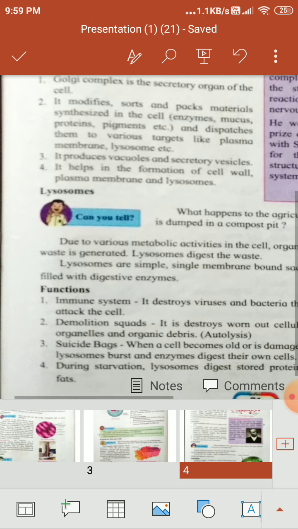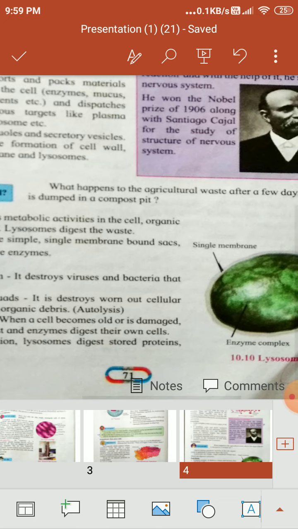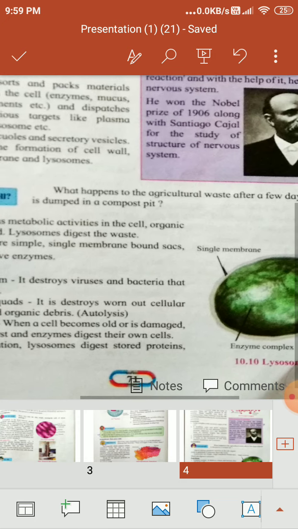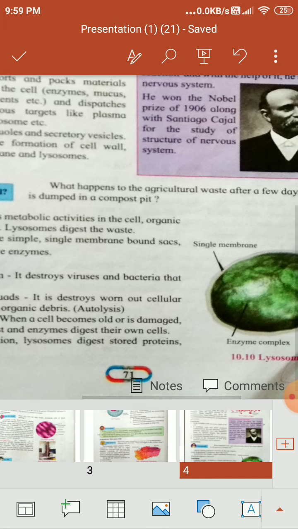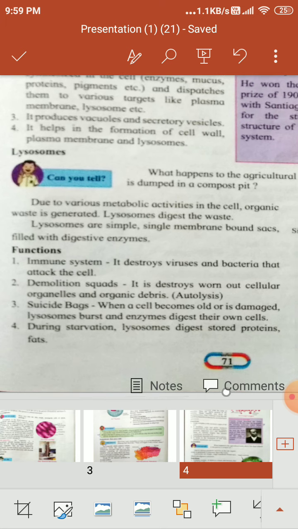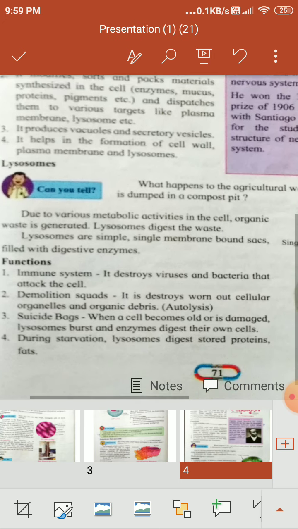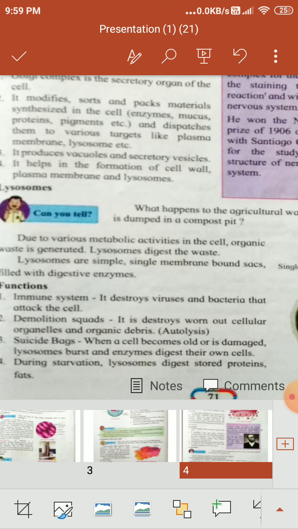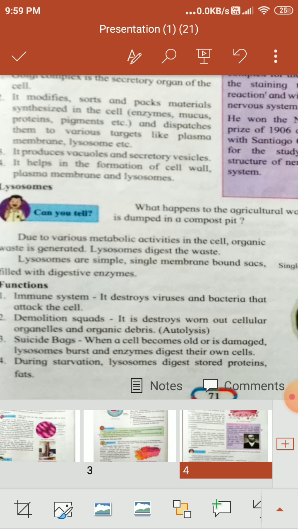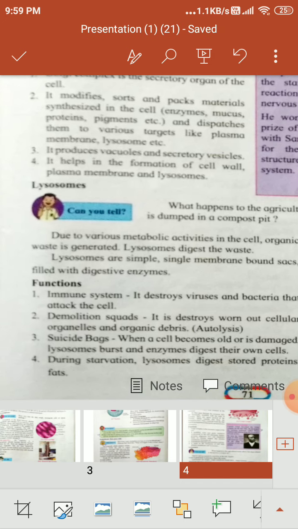Now the next one is the lysosomes, which are called suicide bags. What happens to agricultural waste after a few days when it is dumped in a compost pit? It is decomposed and spoiled. Similarly, due to various metabolic activities in the cell, organic waste is generated in each cell, and lysosomes digest the waste. That means they are the waste department. Lysosomes are simple single membrane bound sacs filled with fluid digestive enzymes.